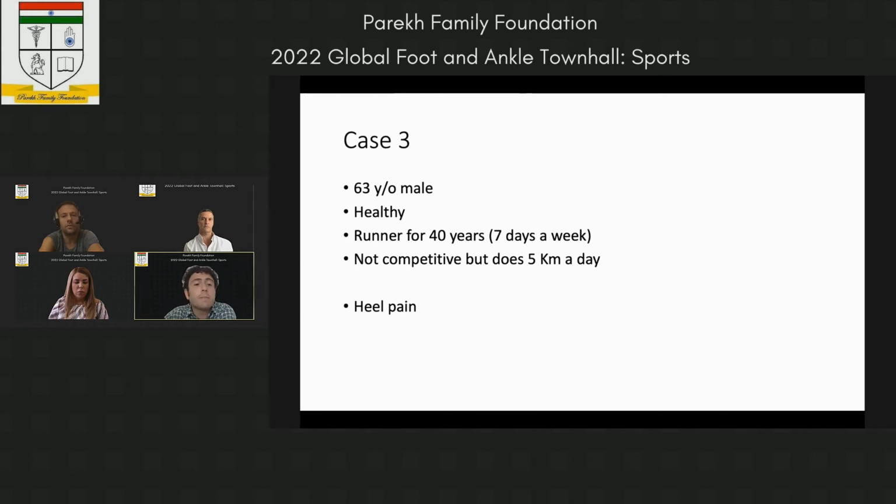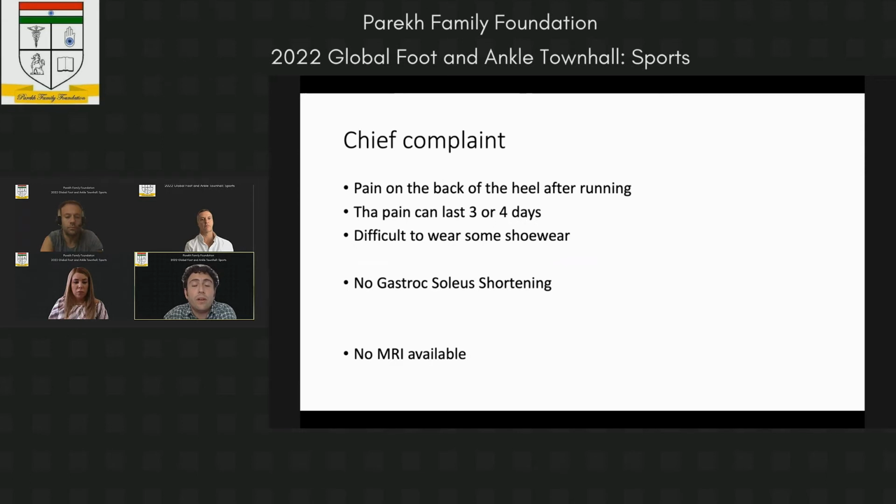The third case is a 63-year-old male, so it's getting higher, healthy, but an intense runner, 7 days a week. He's been running for 40 years now. Not competitive, but those 5 kilometers a day since 40 years ago, okay? So that's a lot of heel pain on the back of the heel after running. He says that the pain can last 3 or 4 days, and it's difficult to wear some shoe wear. No gastrosoleus shortening. I don't have an MRI of this case.